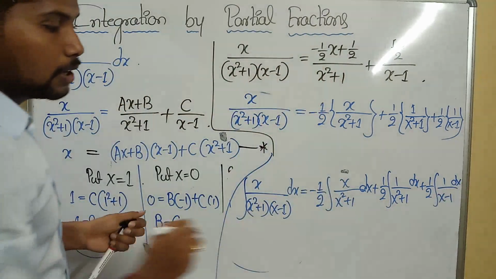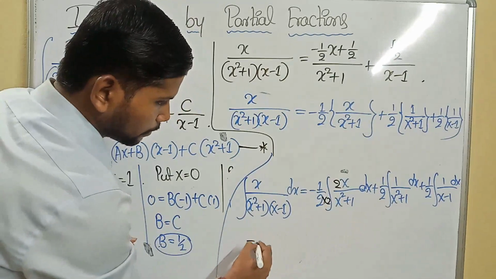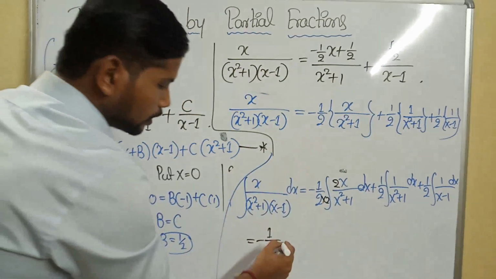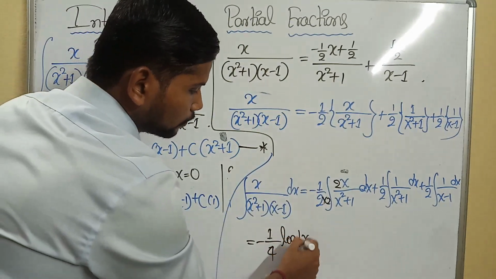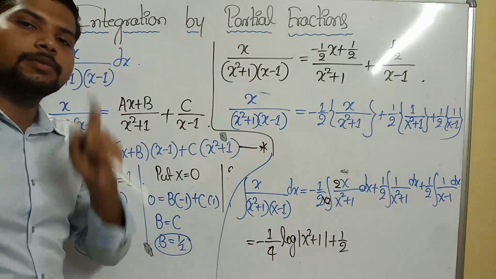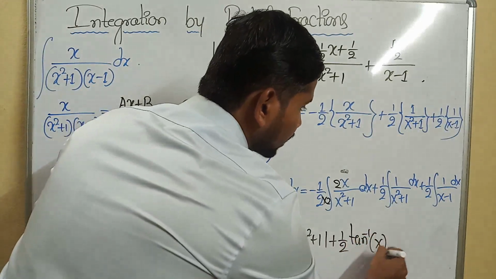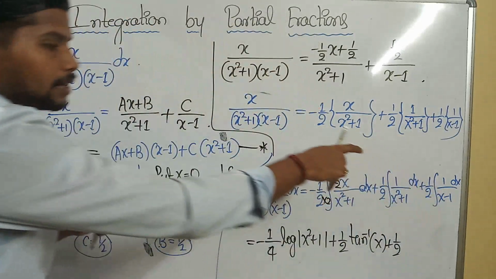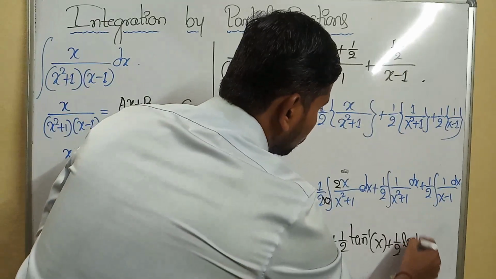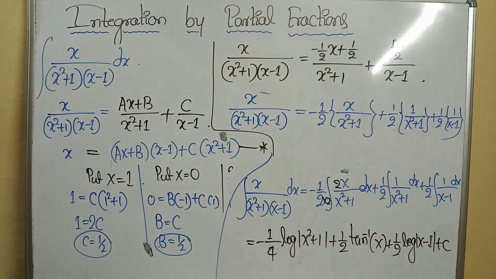Okay, first one, x square derivative is 2x, I need 2 here. That's why multiplying 2 dividing 2, it will be minus 1 divided by 4. Derivative of denominator is numerator, integral of that function is log modulus of x square plus 1, plus 1 by 2. What is integral of 1 divided by x square plus a square? It will be tan inverse of x, plus 1 by 2. Integral of 1 divided by x minus 1: derivative of denominator is numerator, integral of that function is log modulus of x minus 1, plus c. Got the point clearly?